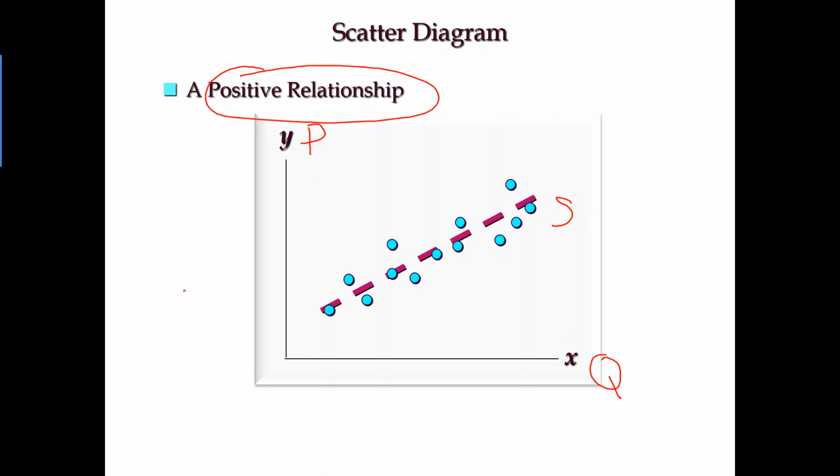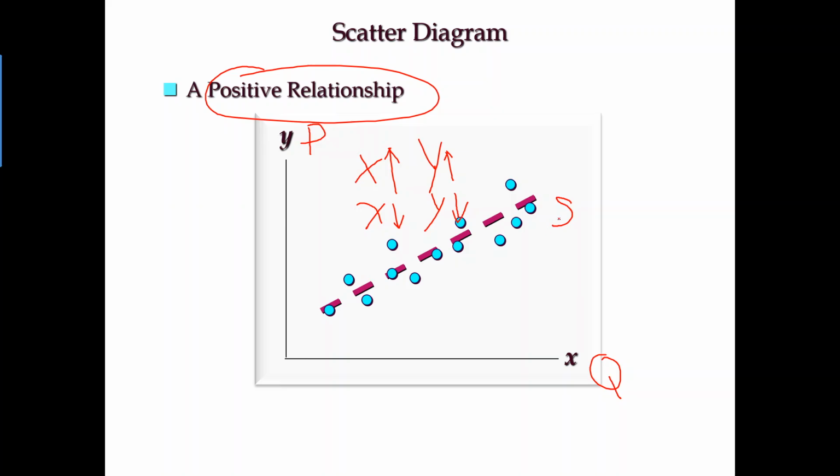So how do you interpret a positive relationship? What does this positive relationship really mean? It means when the X variable goes up, the Y variable's value also goes up, and when the X value goes down, the Y value also goes down. This is the meaning of the positive relationship: both variables move in the same direction.